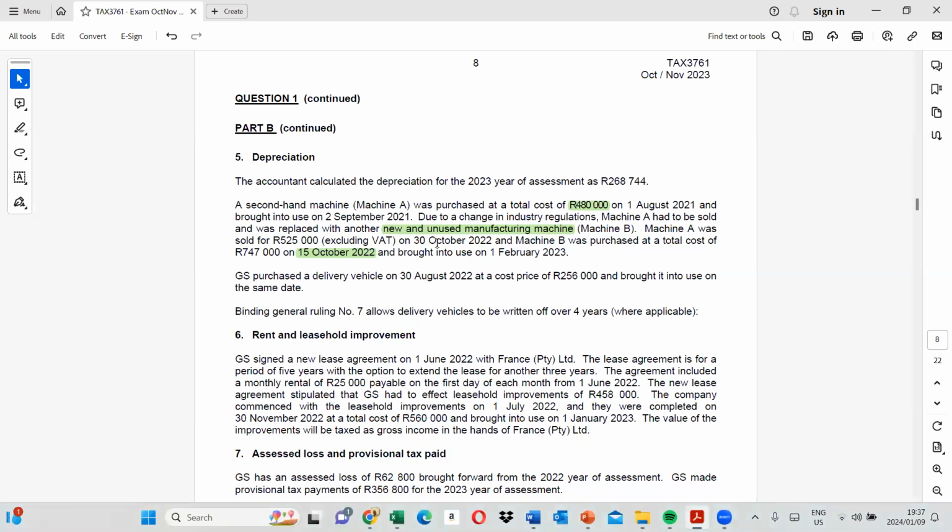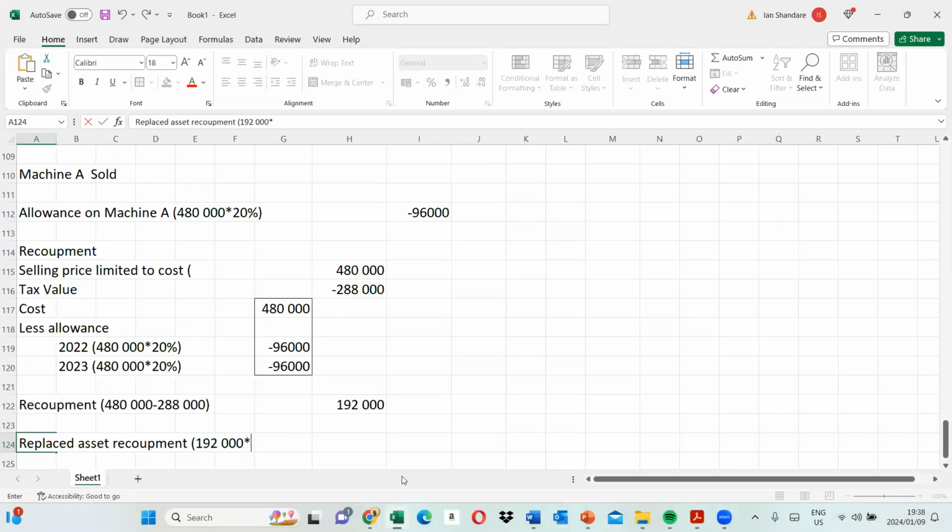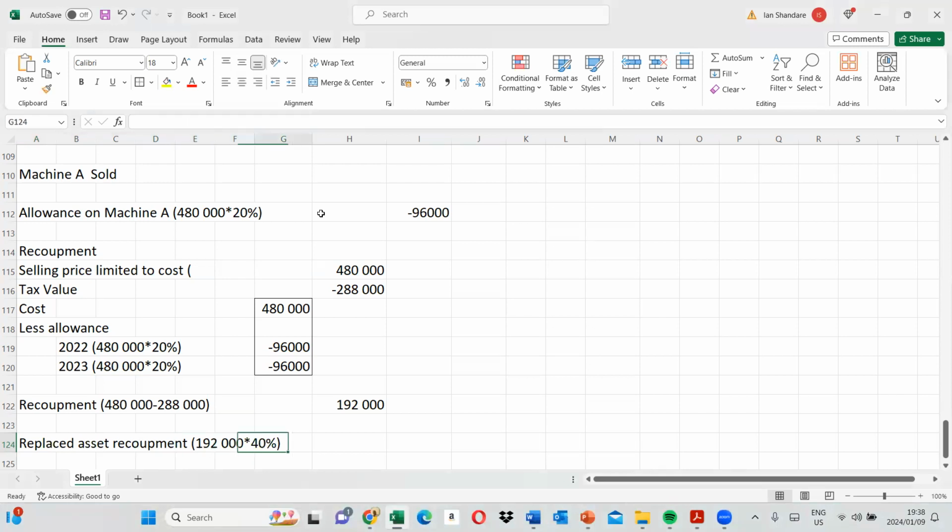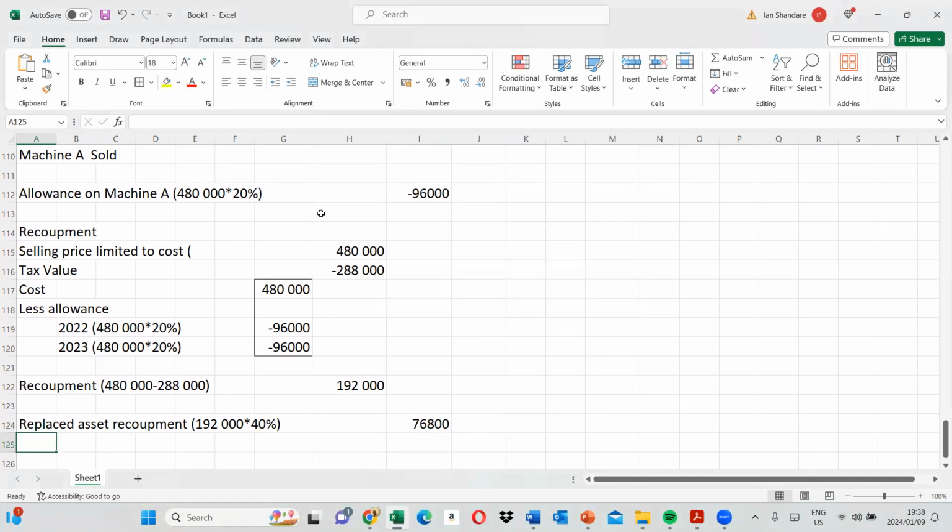What is going to be the allowance of machine B, which is the replacement asset? Machine B was bought new and unused, which means we're going to claim 40% in the year that we bought. So our equipment that's taxable in the current year will be 40%. So 192,000 times 40%. That's what we have in regard to equipment.